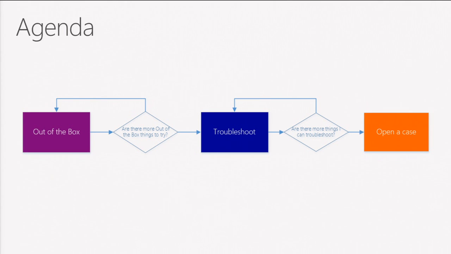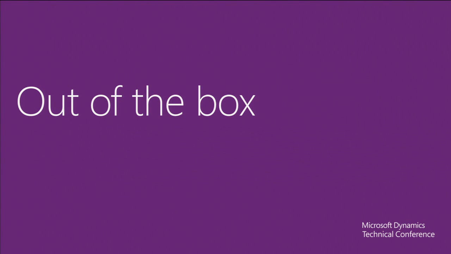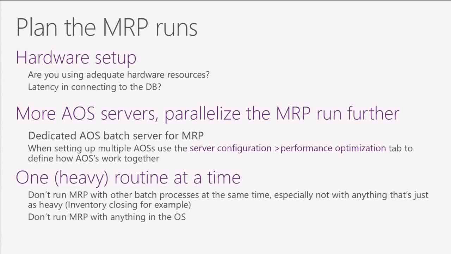So that said, I'm going to start by going through the out-of-the-box things you can try to improve the MRP runtime. And it's also a good idea that you keep this sequence that I'm going to go through now. So first of all, before you start the MRP runtime troubleshooting flow, you should think about planning your MRP runs. What do I mean? First of all, hardware setup. You need to ask yourself, am I running master planning on good enough hardware?